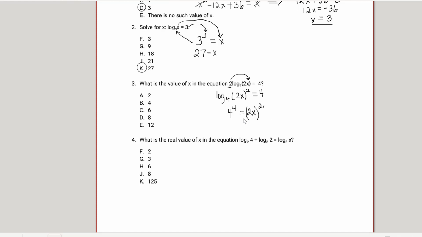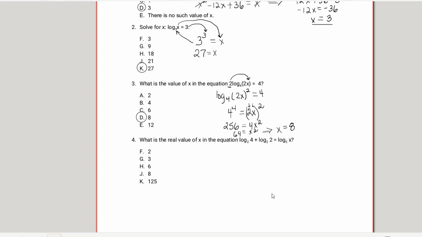4 raised to the 4th power is equal to 256, and when we square 2x, we get 4x squared. Don't forget to square that 2 as well. We have to square both terms. Let's divide through by 4. And we get 64 equals x squared, and that's going to give us a value of x equal to the square root of 64, which is 8. We could think plus or minus 8, but you can only take the log of a positive number. So if this was negative 8, that would put negative 16 in our log, and that does not work. So here x is equal to 8, answer choice D.